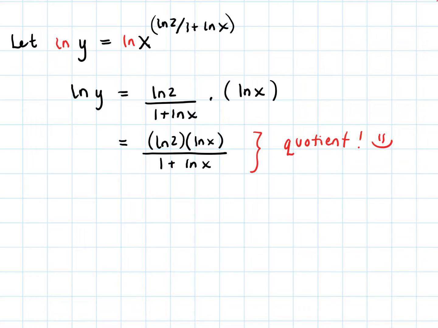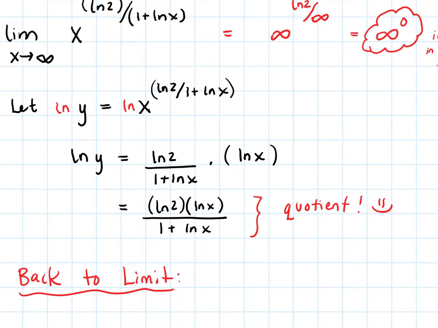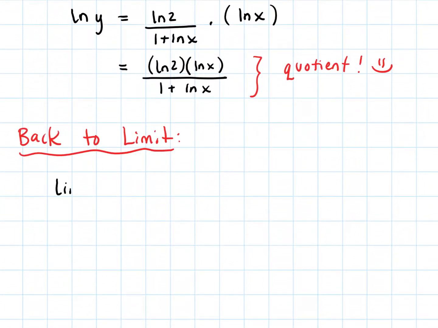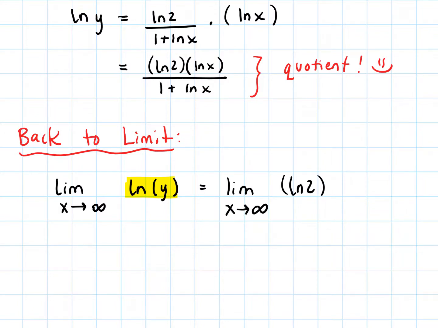So now I'm going to go back to the limit, okay? And I'm going to take the limit. Back at the limit, we were approaching infinity, so we're going to take the limit as x approaches infinity of, and I always write this because I want to remember that I'm taking not the limit of my original function, but the limit of the natural log of my original function. But we just showed that that is simply equal, through a little bit of simplification, to the natural log of 2 times the natural log of x over 1 plus the natural log of x.